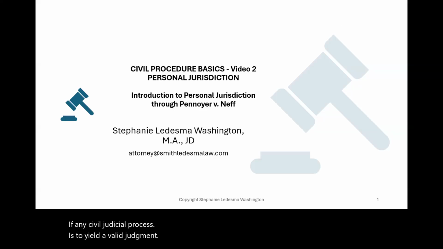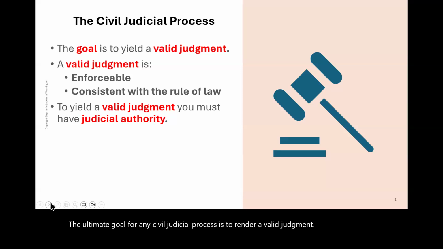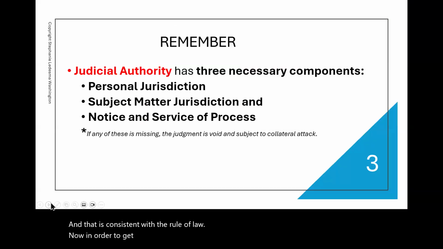The ultimate goal for any civil judicial process is to render a valid judgment. A valid judgment is a judgment that is enforceable and that is consistent with the rule of law. Now, in order to get that valid judgment, the court that is issuing the order has to have judicial authority.